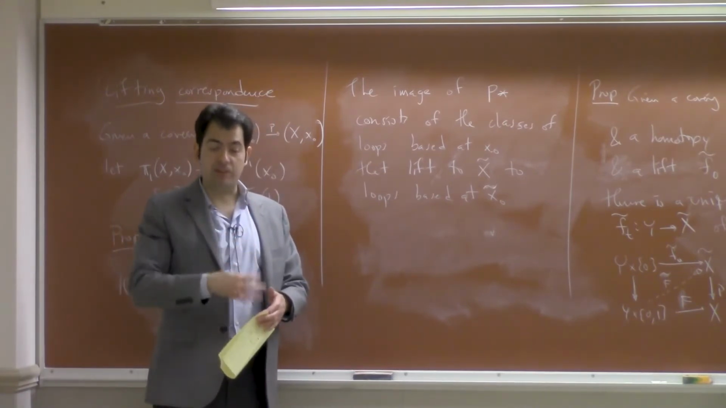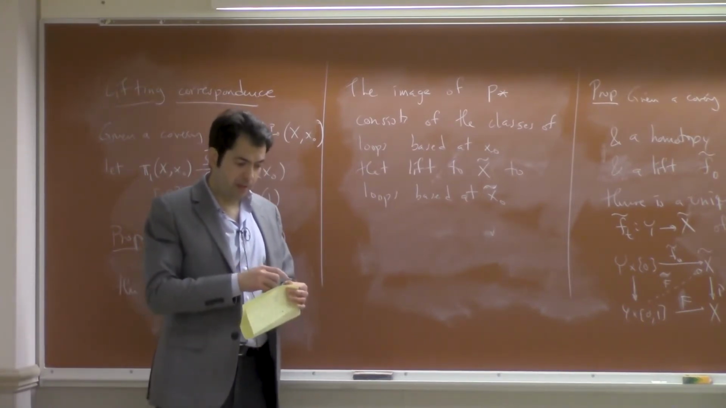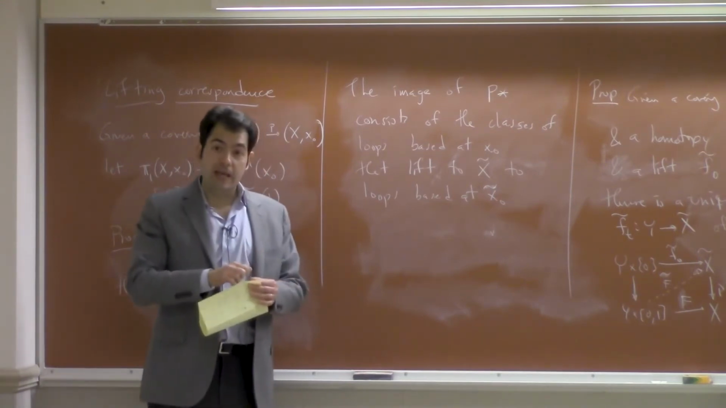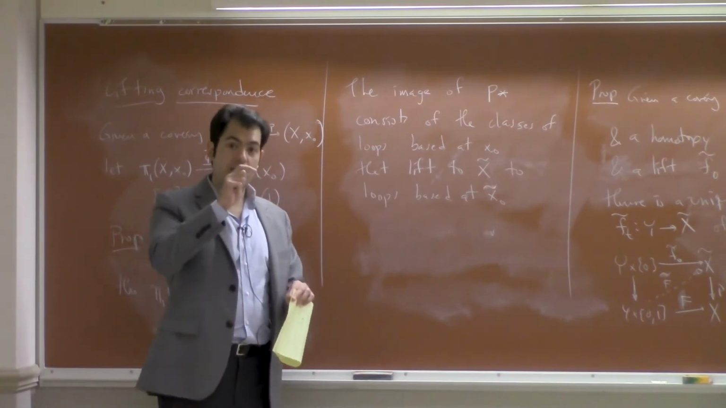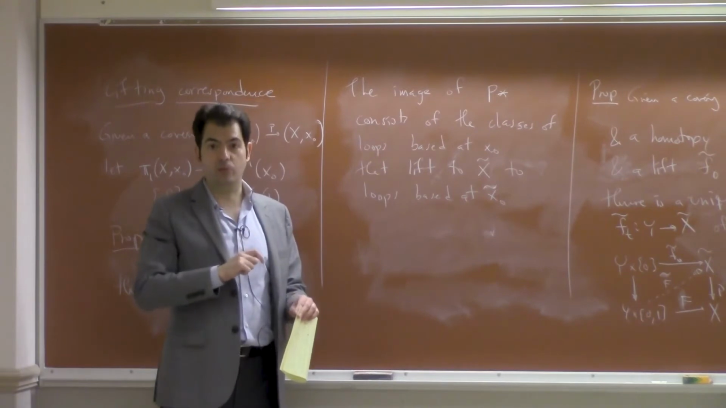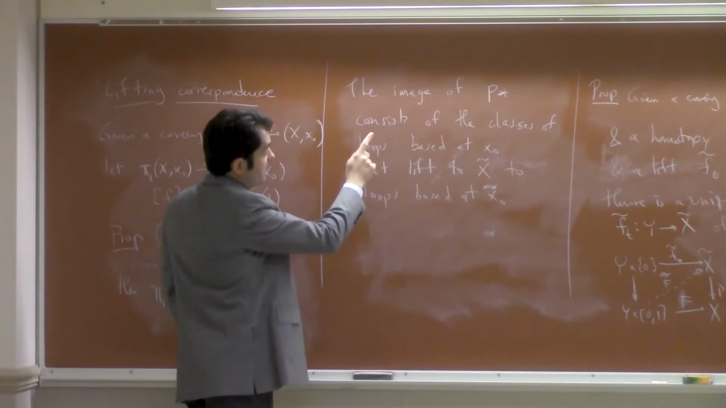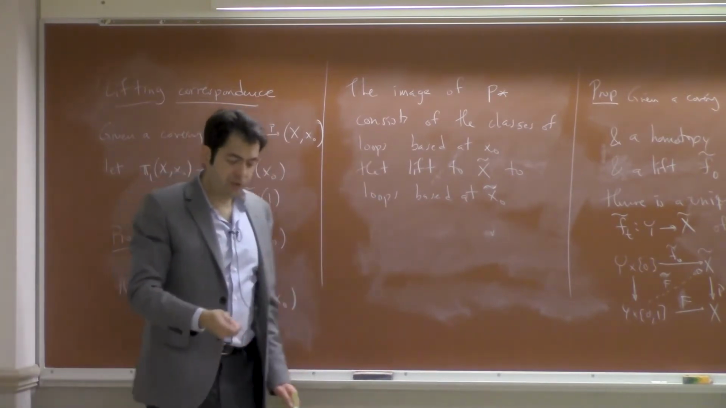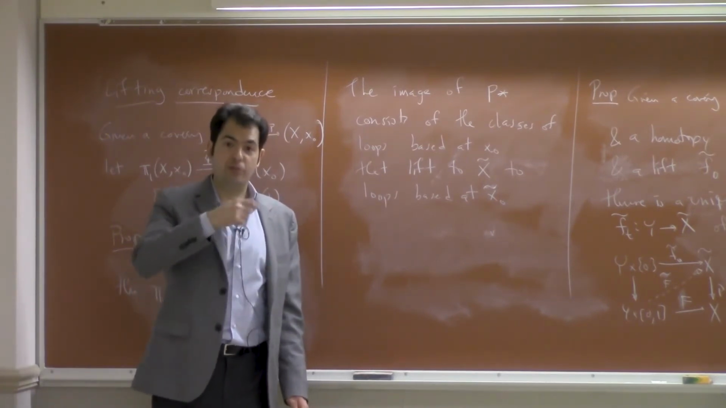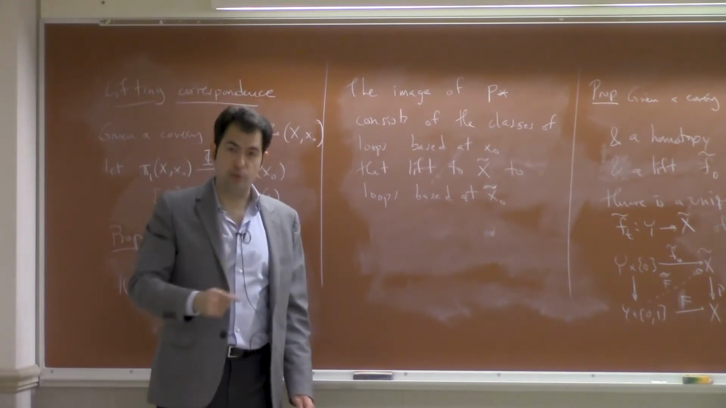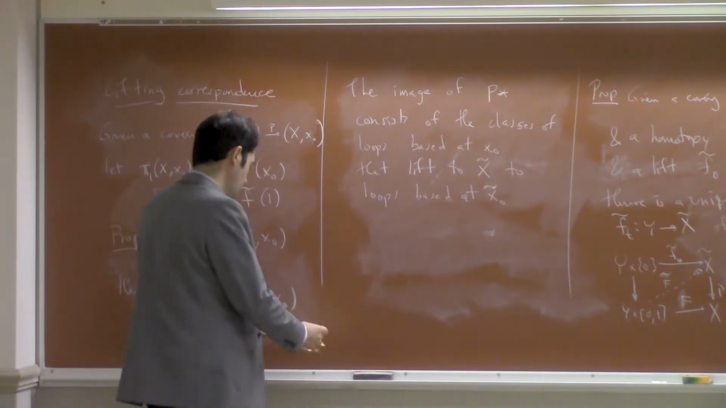lift it uniquely as a path upstairs. But this path need not be a loop. What happens is that it starts at our base point, and it ends somewhere above the base point downstairs. But it doesn't have to end at the same part of the preimage upstairs where it started. So what we're saying here is that the image consists of those loops downstairs that just happen to have the property that when you lift them upstairs, they're not just paths, they are actually loops, right? So they do end back where they started.